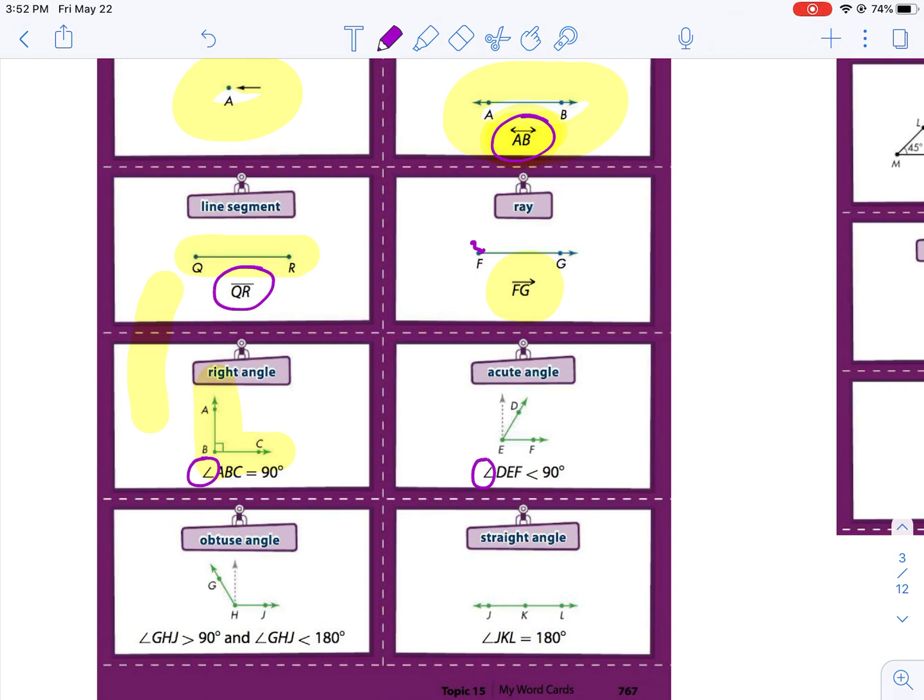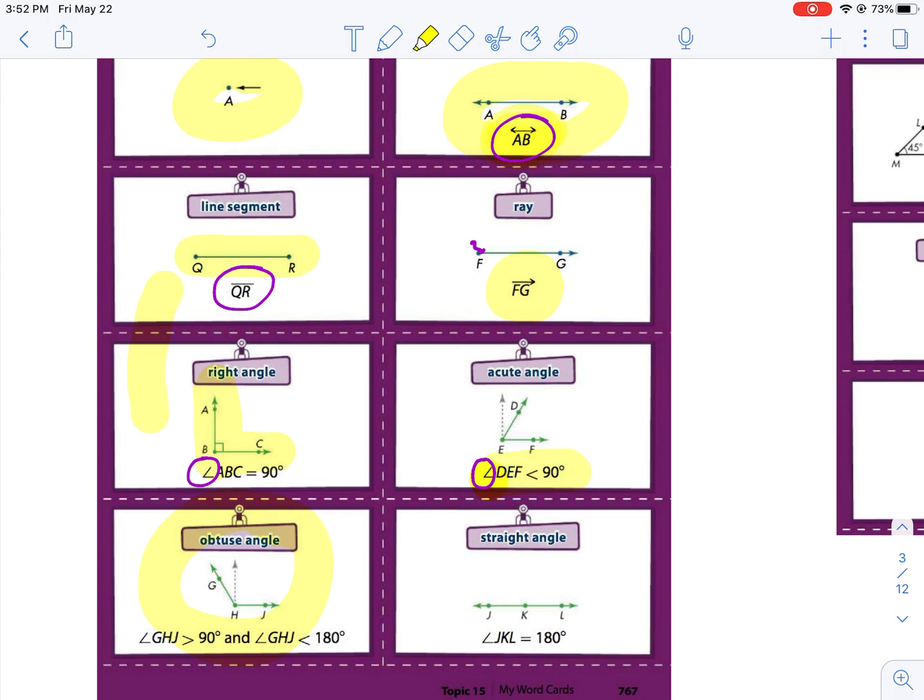Here's another angle, DEF, which is smaller than 90 degrees, so that makes it acute. So it's less than 90 degrees. And we remember this is the angle over here, and then the less than, the greater than, the alligators that we've talked about before. So this is an acute angle because it's smaller than 90 degrees. And then over here we have the obtuse because it's bigger. So angle GHD is 90 degrees, and then angle GHJ is greater than 90 degrees. So that's how we mark that. So this is obtuse because it's big.